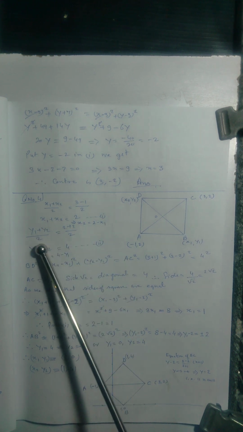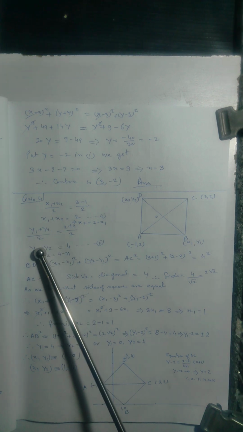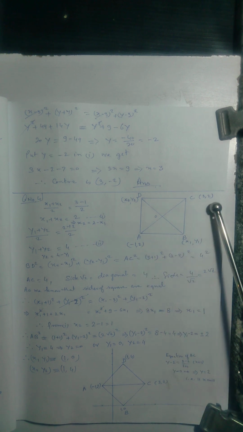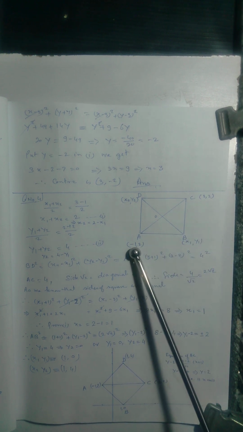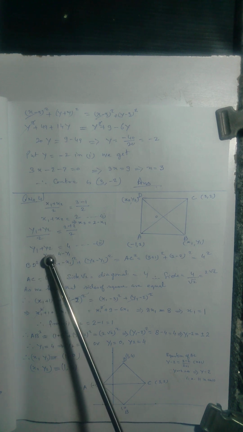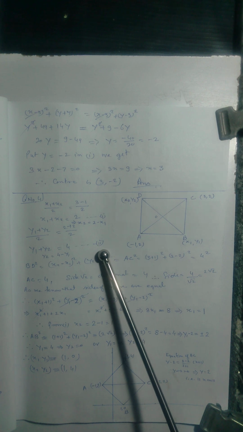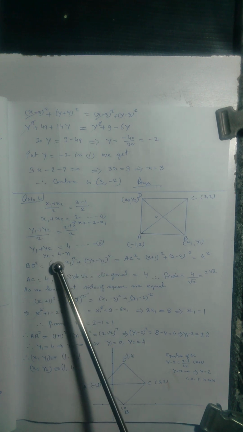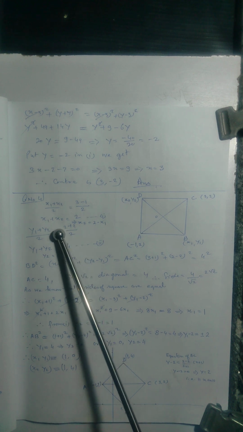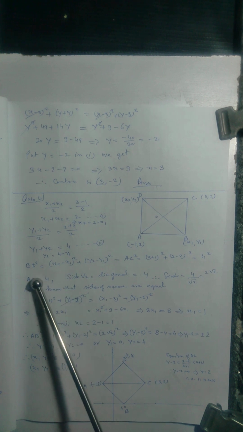Similarly, for the y ordinate, y1 plus y2 by 2 should be equal to 2 plus 2 divided by 2. So that will give y1 plus y2 is equal to 4. This will be the second equation. So solve it. Here you will get y2 is equal to 4 minus y1, and in this you will get x2 is equal to 2 minus x1.